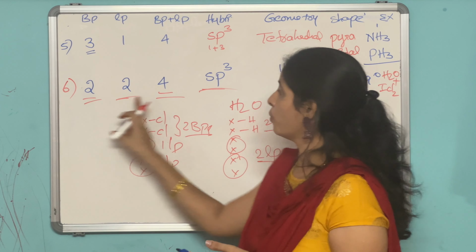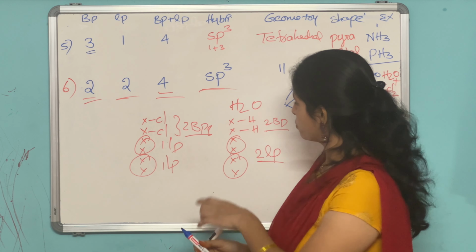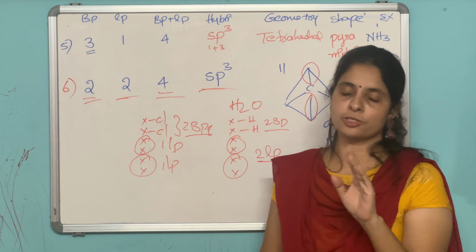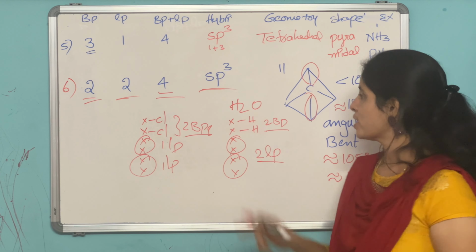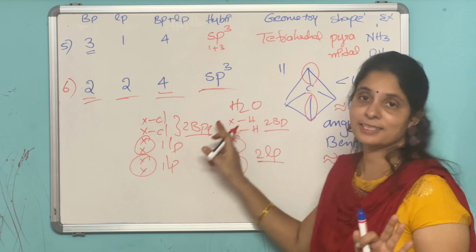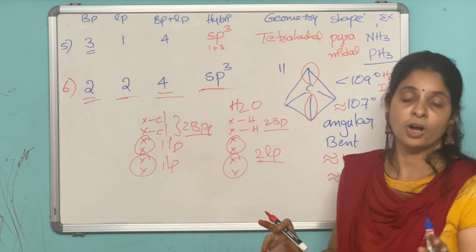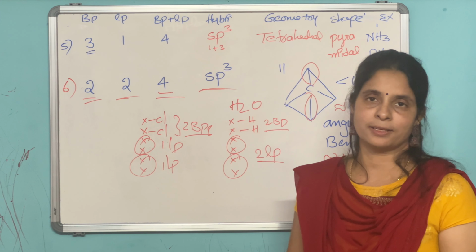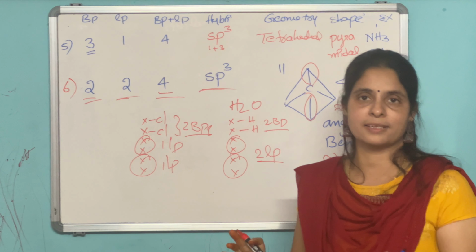So what is the total bond pair here? Just assume you are given H2O in your exam. What do you have to do? First you have to find out the central atom. Oxygen is the central atom. From the beginning I am telling you, hydrogen and fluorine cannot be a central atom because of their small size. So here oxygen will definitely be the central atom.